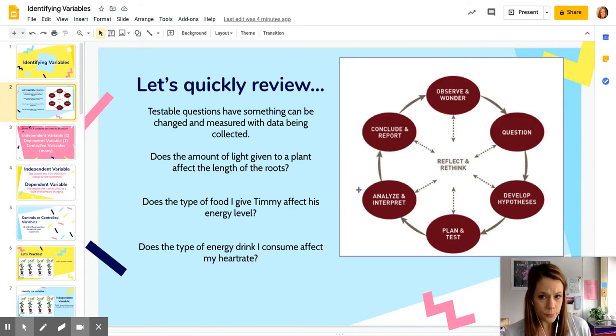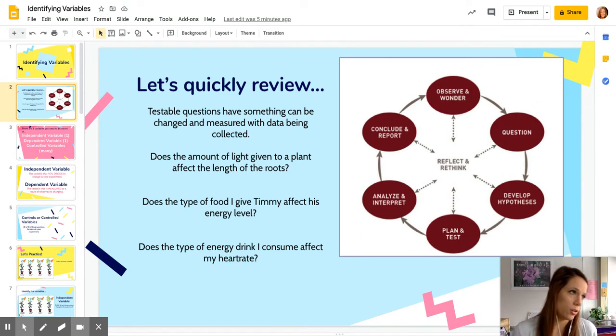So these are some examples of testable questions. Does the amount of light given to a plant affect the length of the roots? I'm changing the amount of light and I'm measuring the length of the roots. It's testable. Does the type of food I give Timmy, the turtle or tortoise, affect his energy level? I change the amount of food and somehow measure his energy.